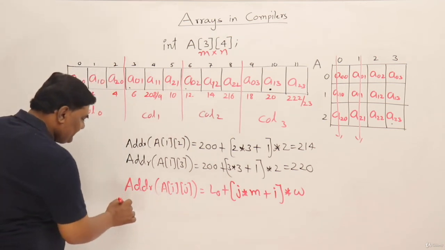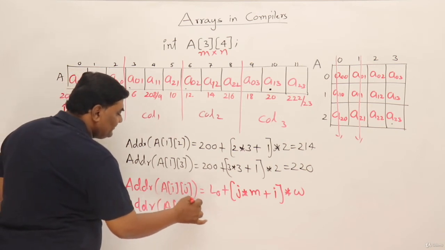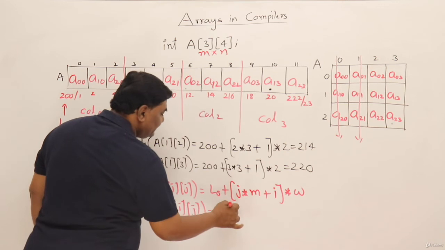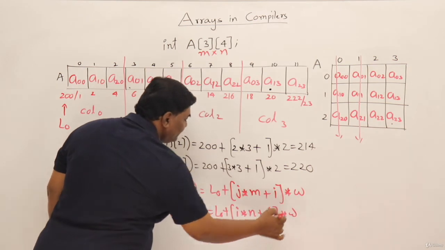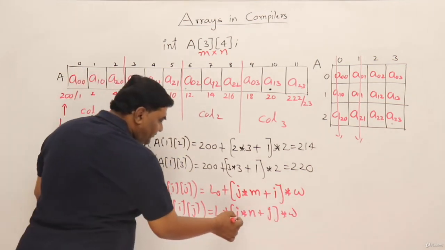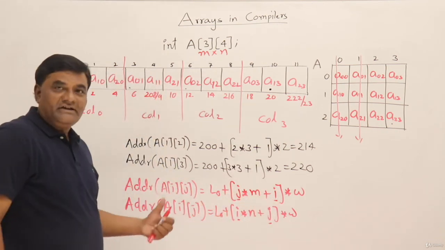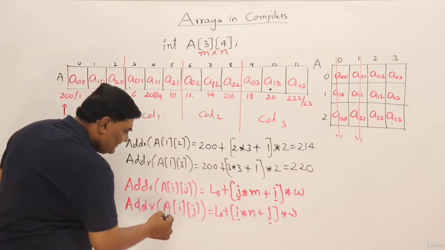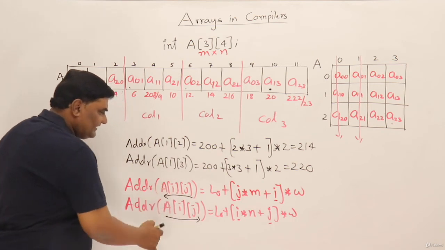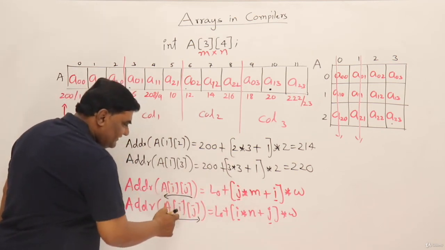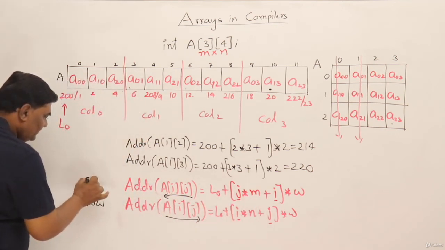I will write down the row major mapping formula also just below this one, so that we can see the difference between them. This was the row major formula: L0 plus I into N plus J multiplied by W. So in row major, I was used first, then J, but in column major, J is used first, then I. So I can say that in row major, we go from left to right, and in column major, we go from right to left. So first J, then I. In row major, first I, then J. So this is for row major, and this is for column major.